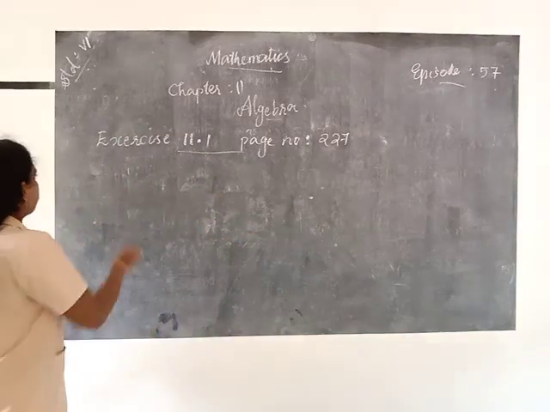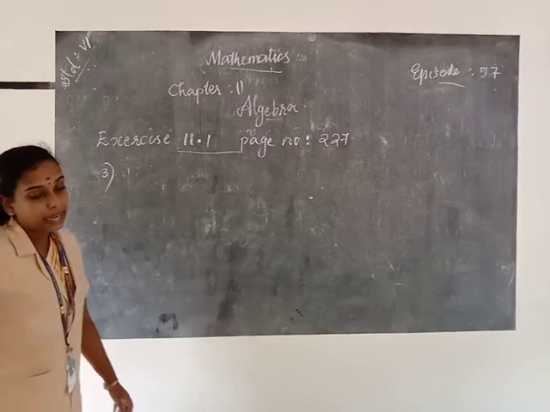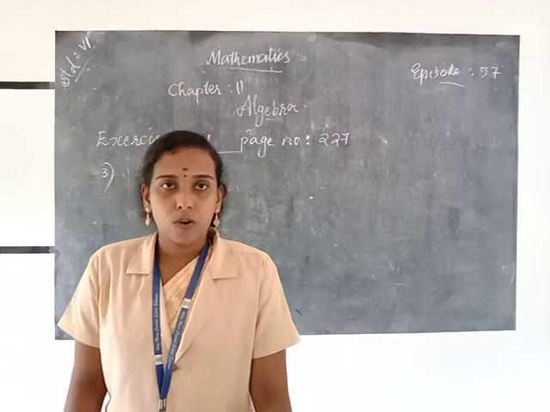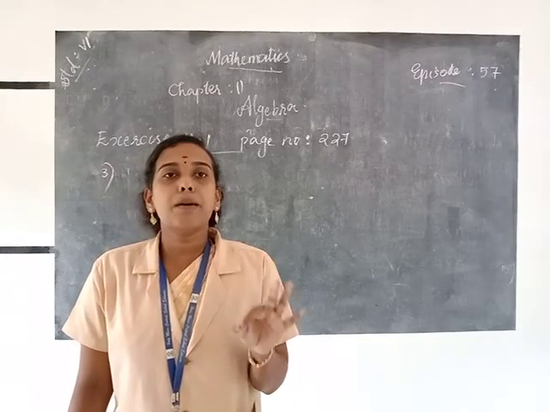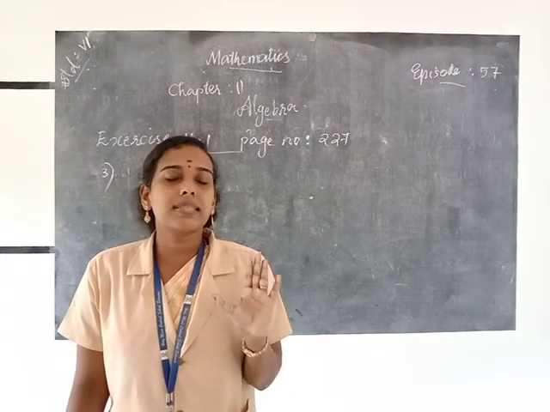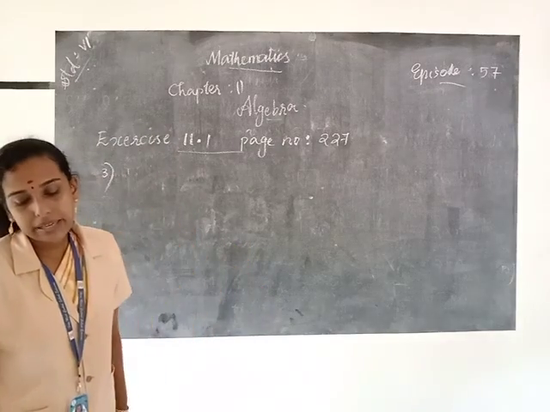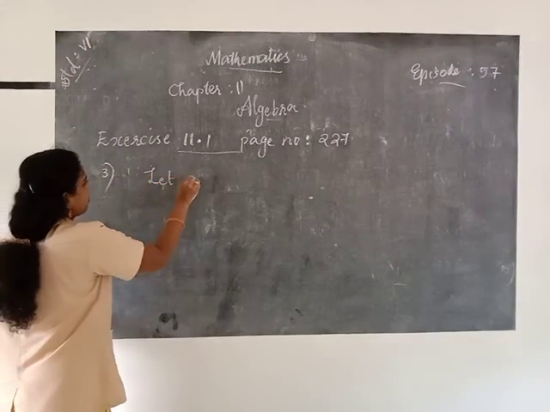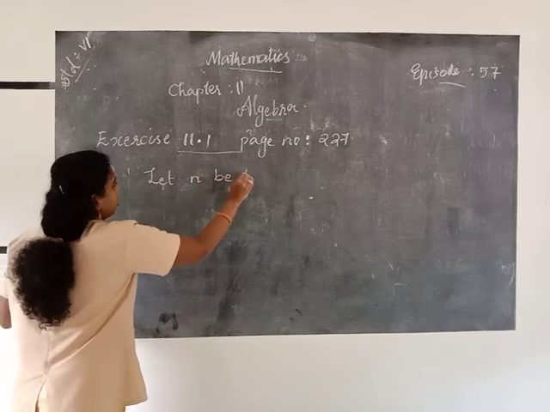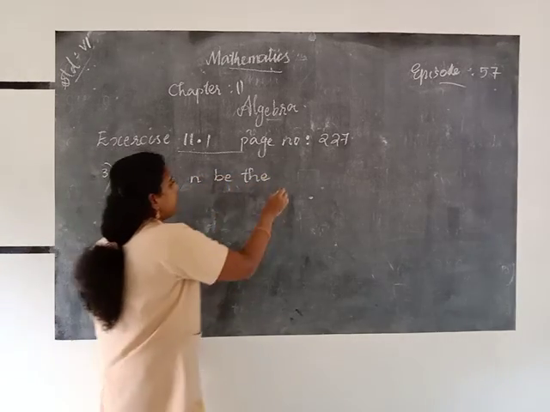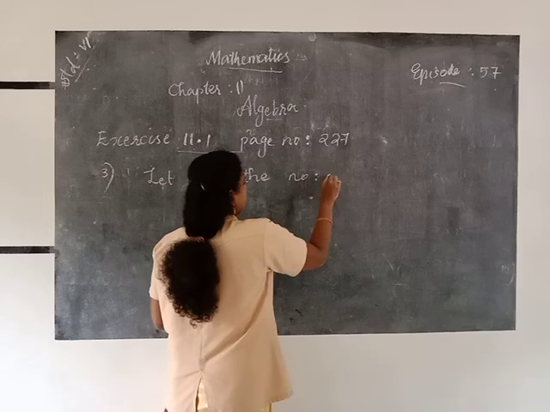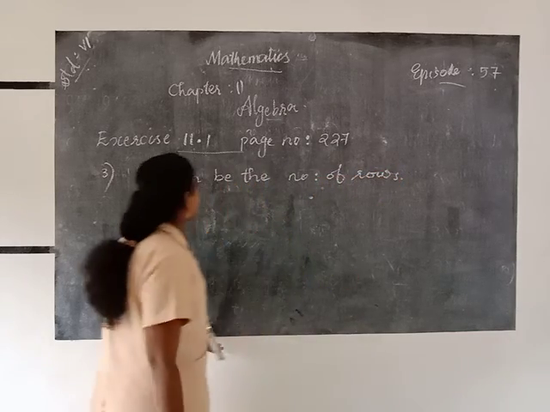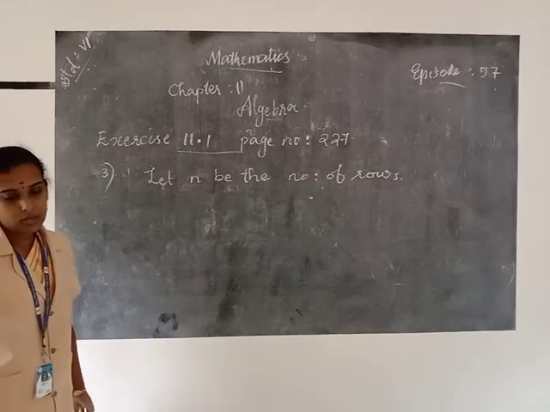So the first step is we take N for the number of rows, which means N is the number of rows. N represents the number of rows. So let N be the number of rows, which means there are N number of rows.